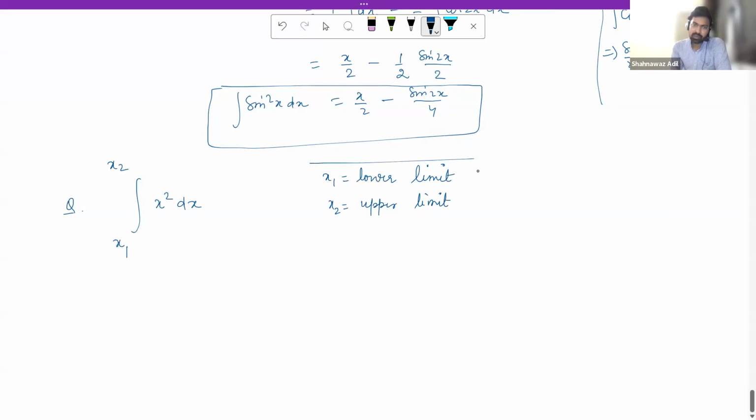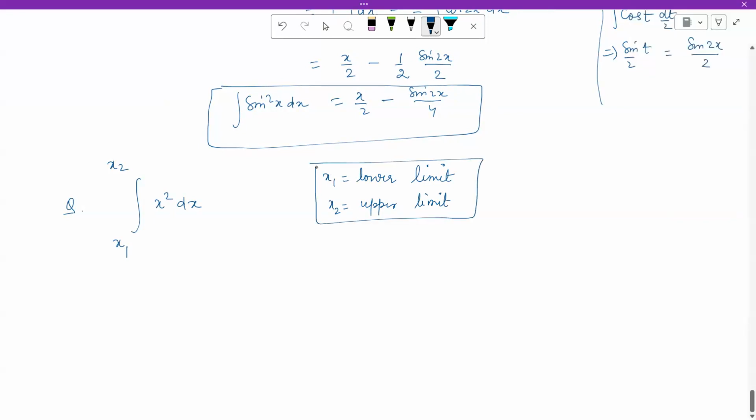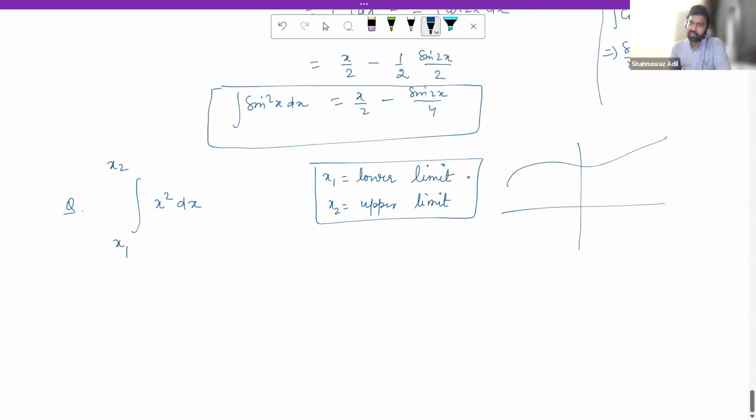Because if we don't have any limit, then, let's say you have some function going like this in this direction. If I don't put any limit, x1 and x2, then I won't get any answer, right? This would be indefinite. Where is this point? Where is this point? So I have to put some limit into the integration.